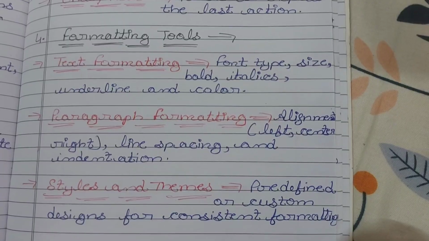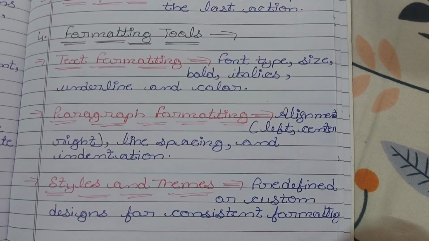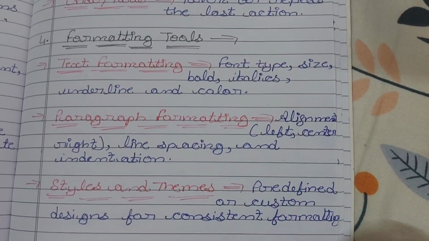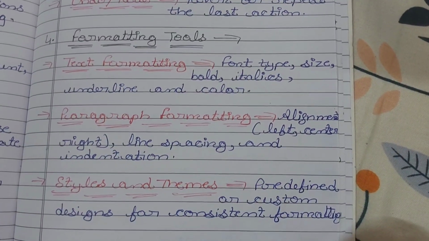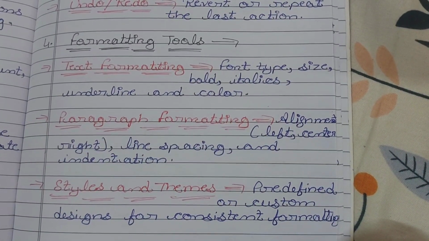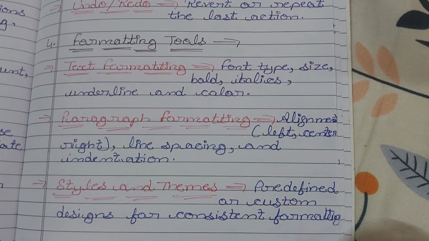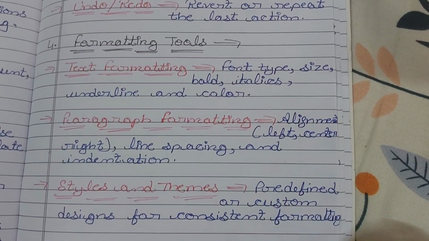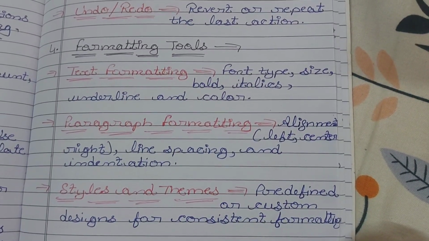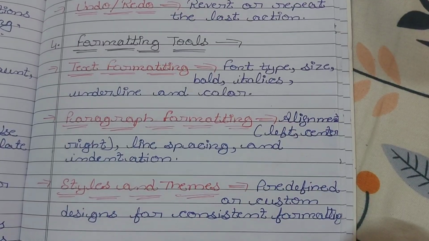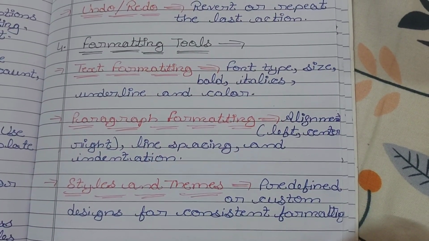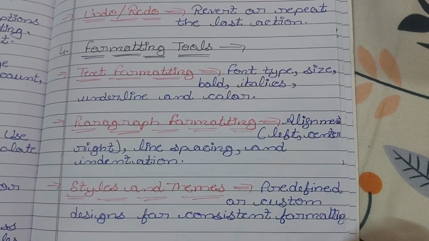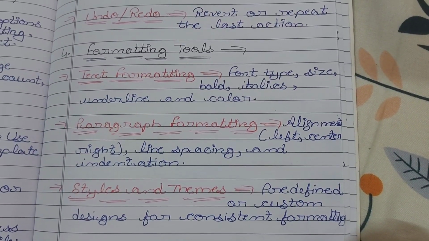Formatting tools: text formatting, font type, size, bold, italic, underline and color. Paragraph formatting, alignment, left, center, right, line spacing and indentation. Styles and themes, predefined or custom designs for consistent formatting.